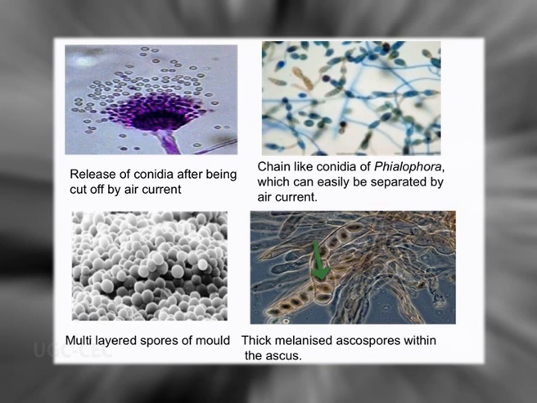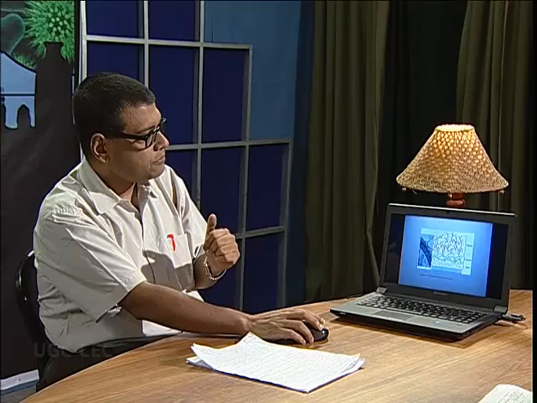And to be very specific, like these ascospores, you can see these ascospores are borne within an ascus, but at the same time they are protected with melanin, and this melanin is protecting them from UV and other natural hazards. So they can remain active, they can remain alive for a longer period in air.